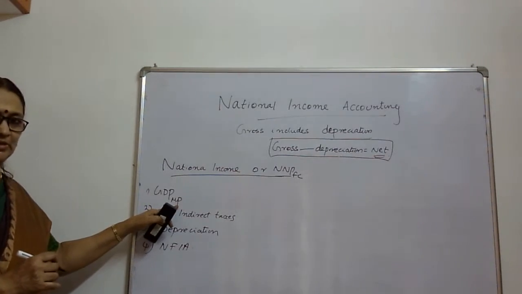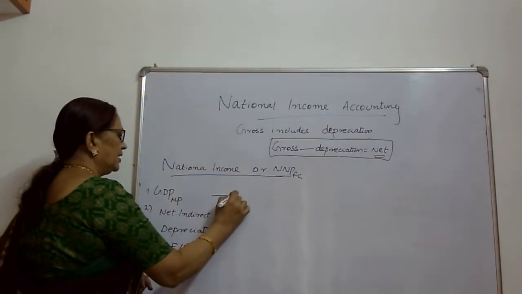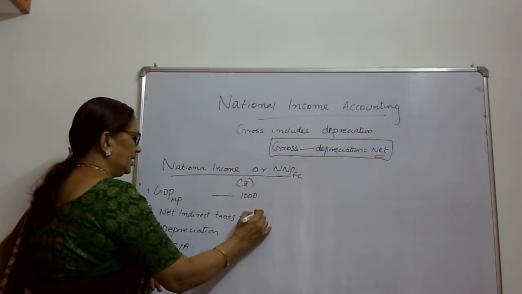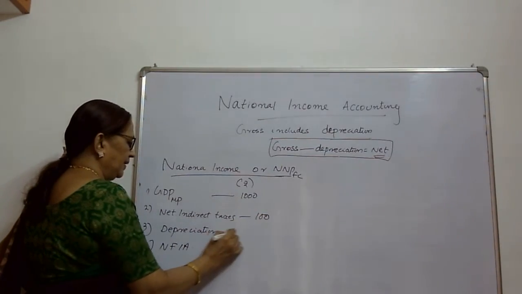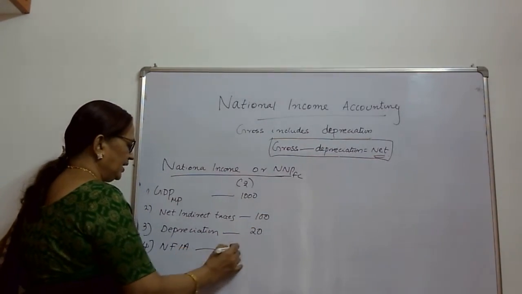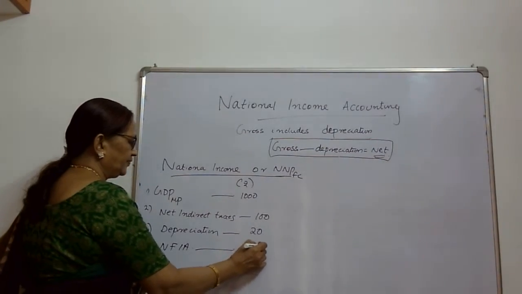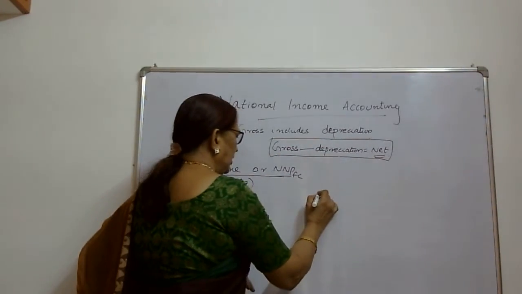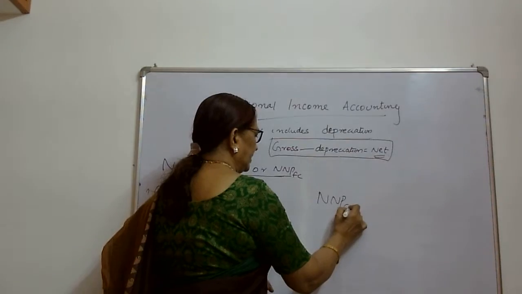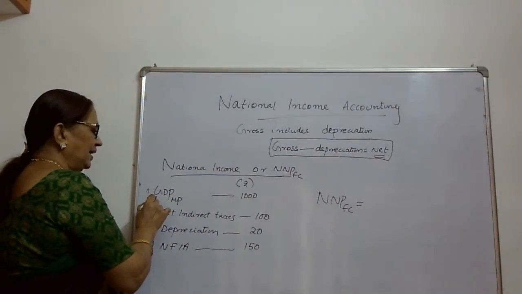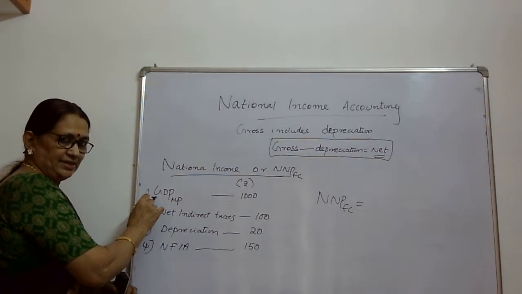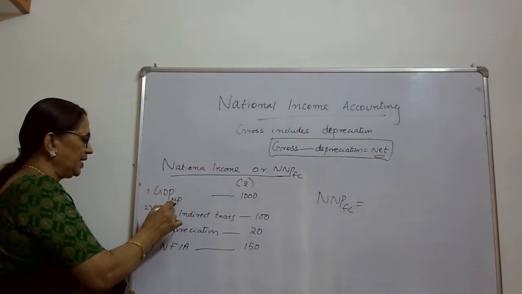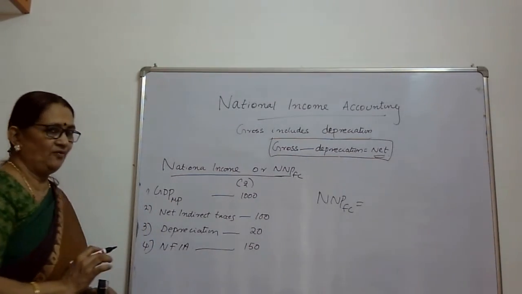GDP at market price value is given as everything in rupees. 1000. Net indirect tax is 100. Depreciation is 20. NFIA is 150. How can we calculate national income? We know that in order to arrive at NNP at factor cost, gross minus depreciation we will get net. Domestic plus NFIA we will get national income. Market price minus net indirect tax we will get factor cost.